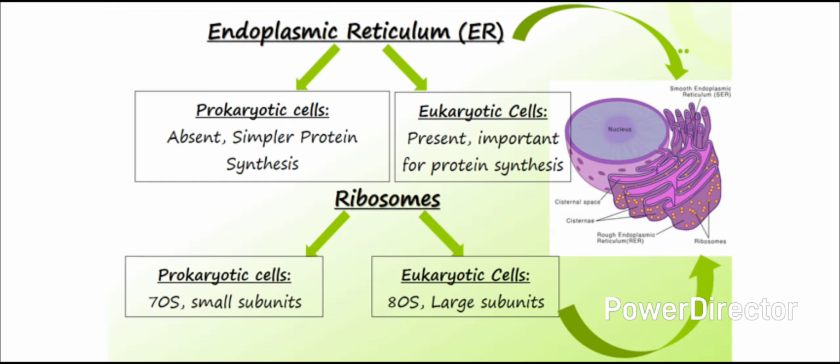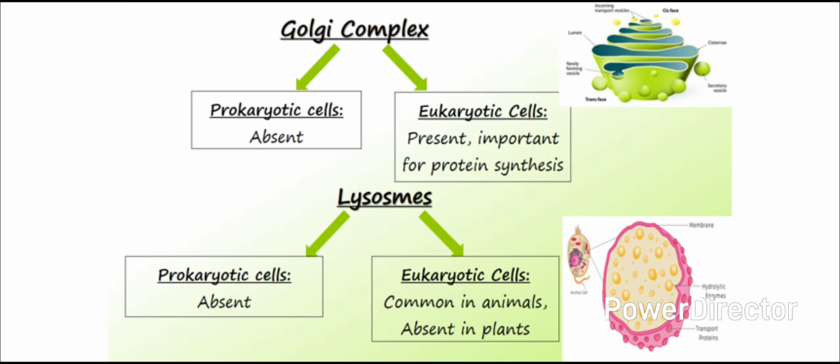Coming to ribosome. In prokaryotic cells, these ribosomes are 70S form and they are very small. In eukaryotic cells, it is 80S form, it is big. Golgi complex. In prokaryotic cells, it is absent, whereas in eukaryotic cells, it is present. Lysosomes. In prokaryotic cells, it is absent, whereas in eukaryotic cells, it is common in animals, whereas absent in plants.